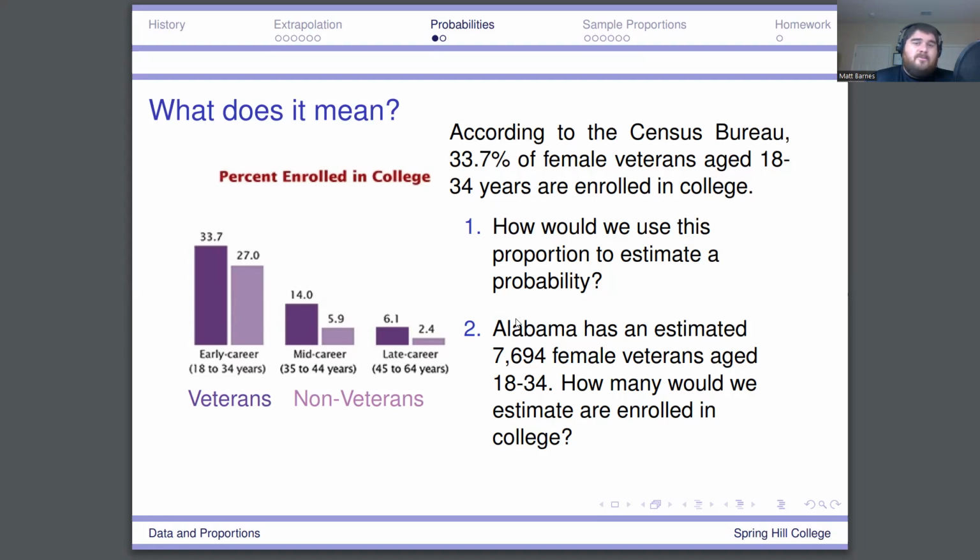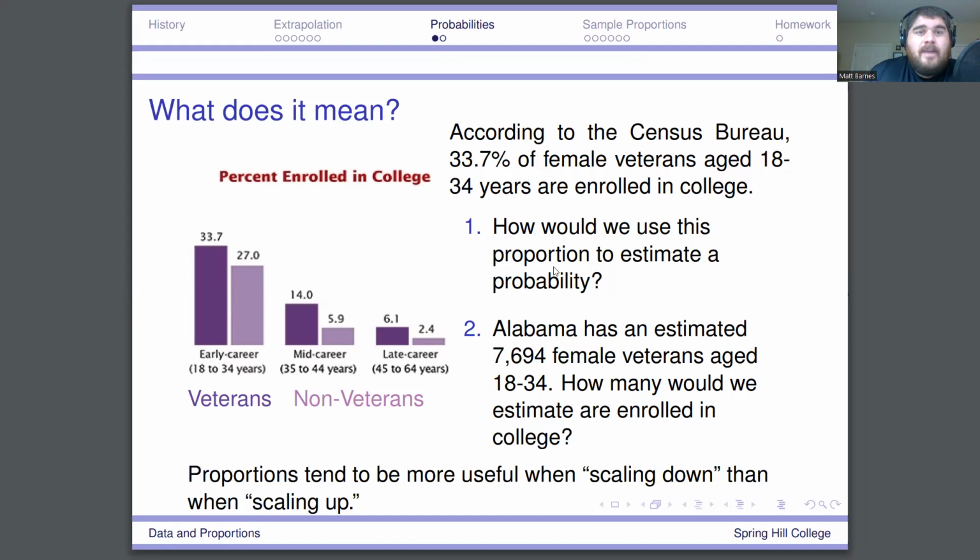Or if I wanted to be more specific, I can multiply it times 0.337, right, change this percent to a decimal. So I could do this 7,000 number times 0.337, and that would give me a more exact idea of exactly how many Alabama female veterans aged 18 to 34 are enrolled in college.